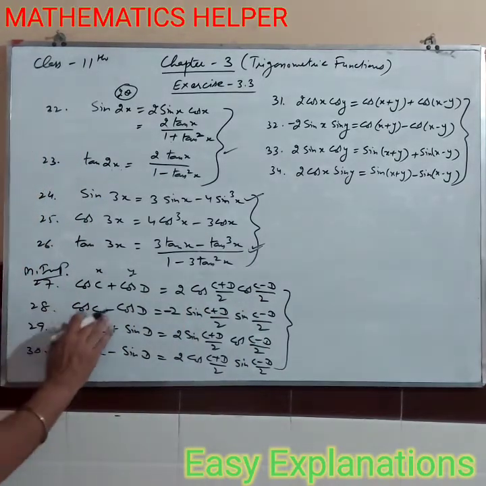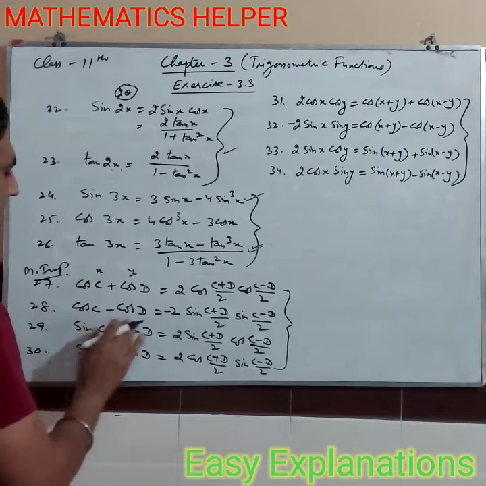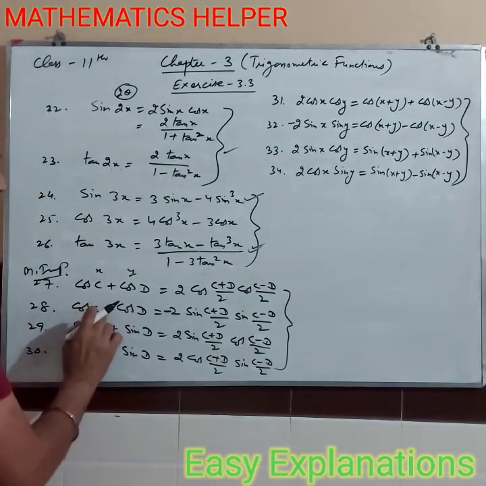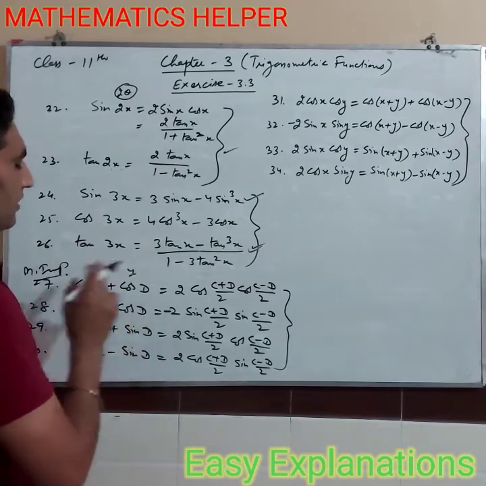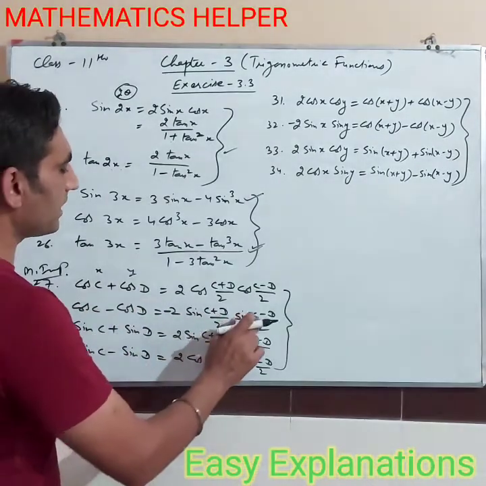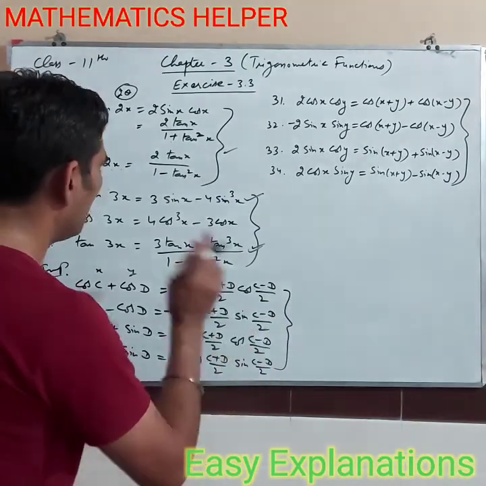Then you have cos C minus cos D. If you have a minus sign, the whole formula will go with a negative sign before it. Then 2 sin C plus D over 2, then sin C minus D over 2.